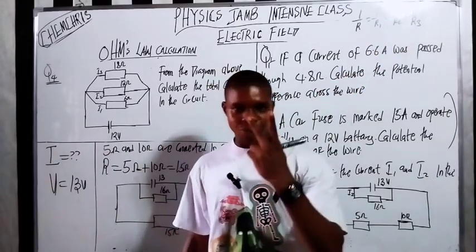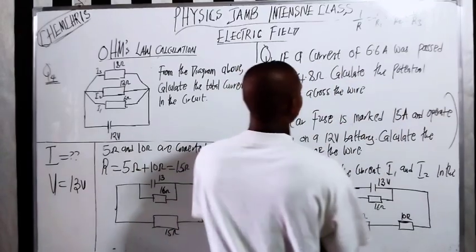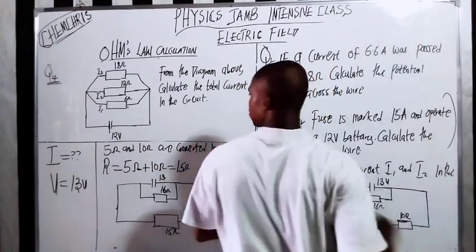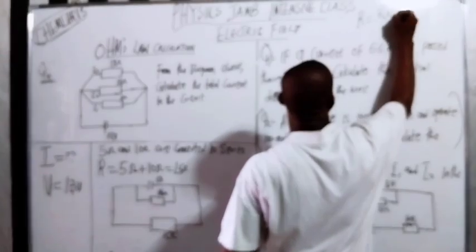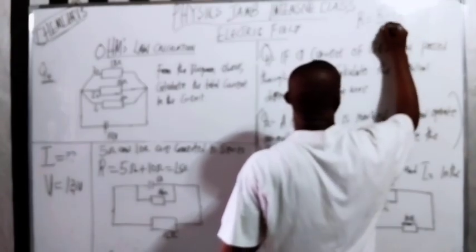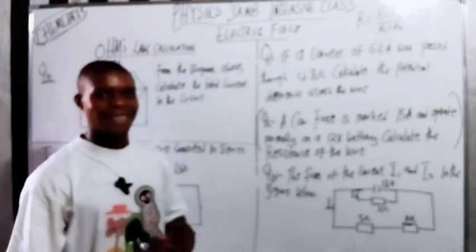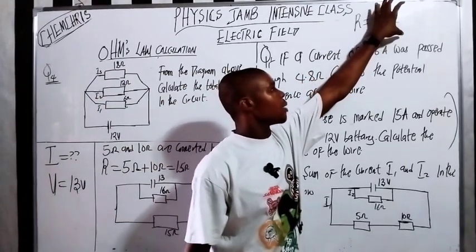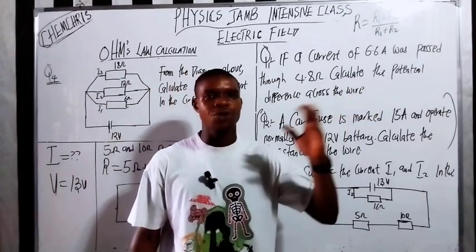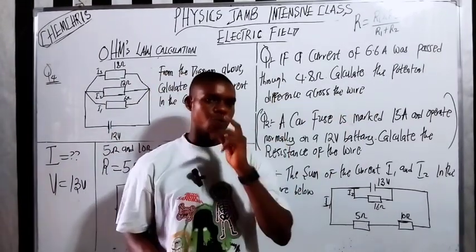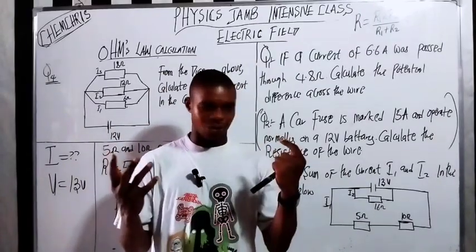But if I have 2 resistors, I can use this one here: R equals R1 times R2 over R1 plus R2. So now remember I have 2 resistors connected in parallel. I want to use this formula here. Easy. But if it's 3 and above, I want to use 1 over R1 plus 1 over R2 plus 1 over R3 to get my effective or total resistance, right?